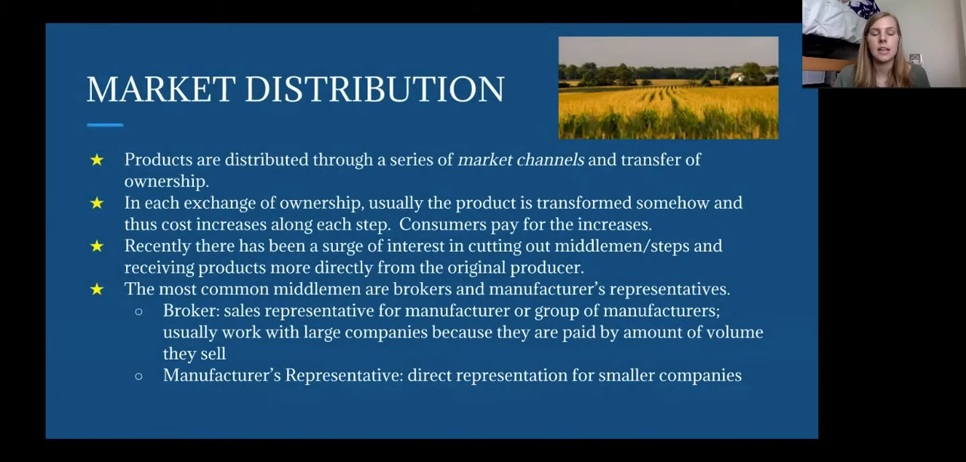Market distribution. This states that products are distributed through a series of market channels and transfer of ownership. With each exchange of ownership, the product is transformed and the cost increases along the way, so consumers end up paying for the increase in cost. Recently, there's a surge of interest in cutting out the middleman and getting more products more directly. But within the market distribution, the most common middlemen are the broker and the manufacturer's representative.